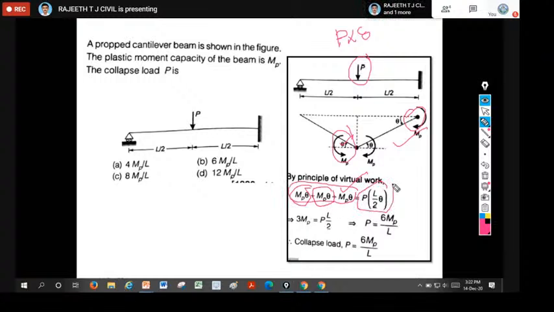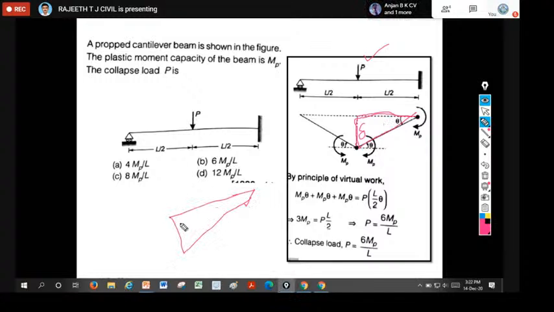For the external work done, that is P into delta, where delta is the deflection under the load. P is known as the external load. I want this delta. To calculate it, I will take a separate triangle like this. This is my delta, and this is theta. So what you want is tan theta.